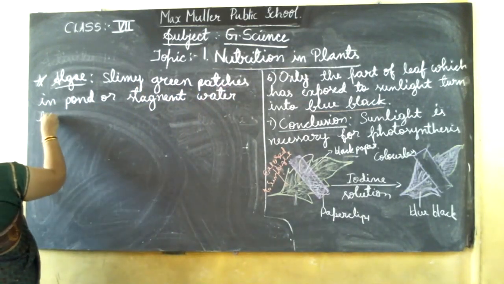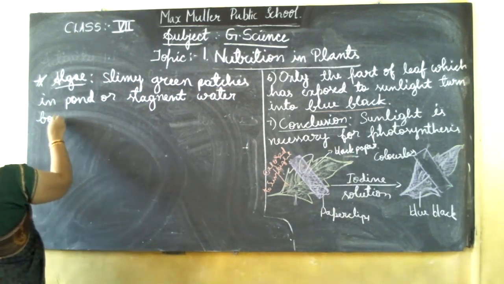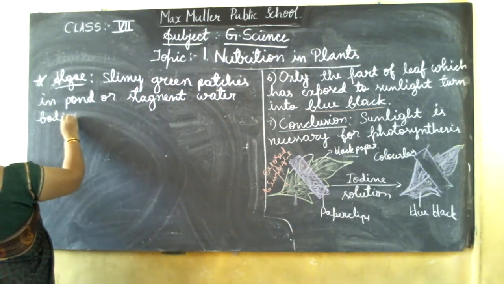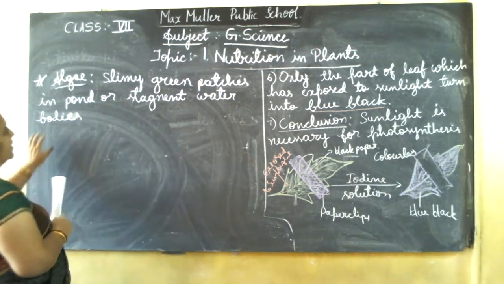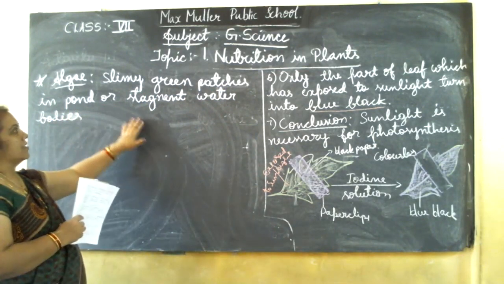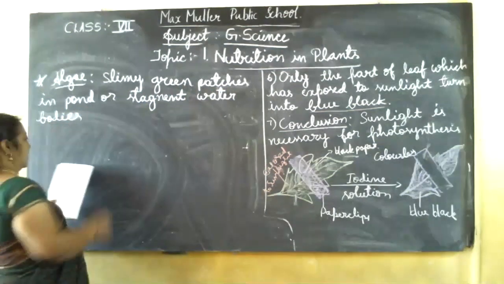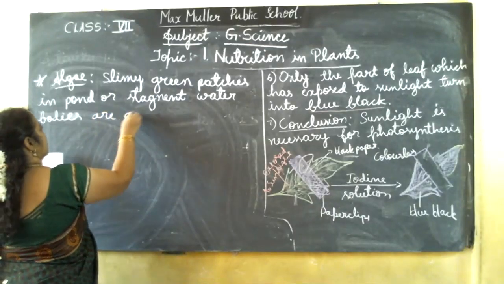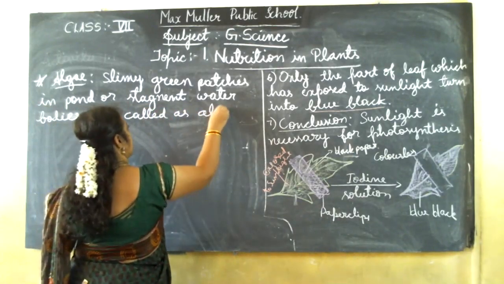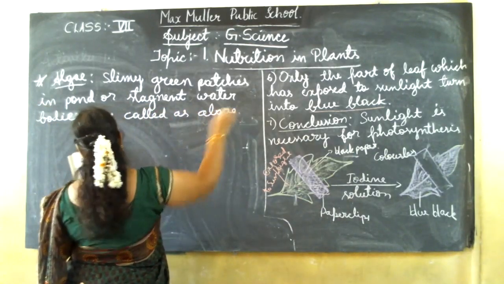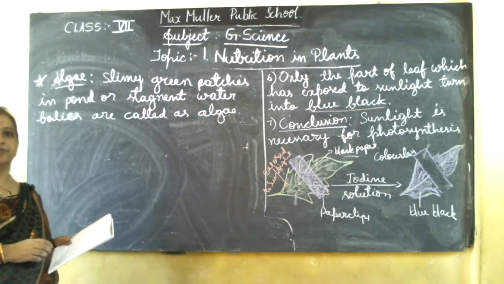Stagnant water bodies. Algae means slimy green patches in ponds or stagnant water bodies. These we will call algae. They are also able to prepare their food.